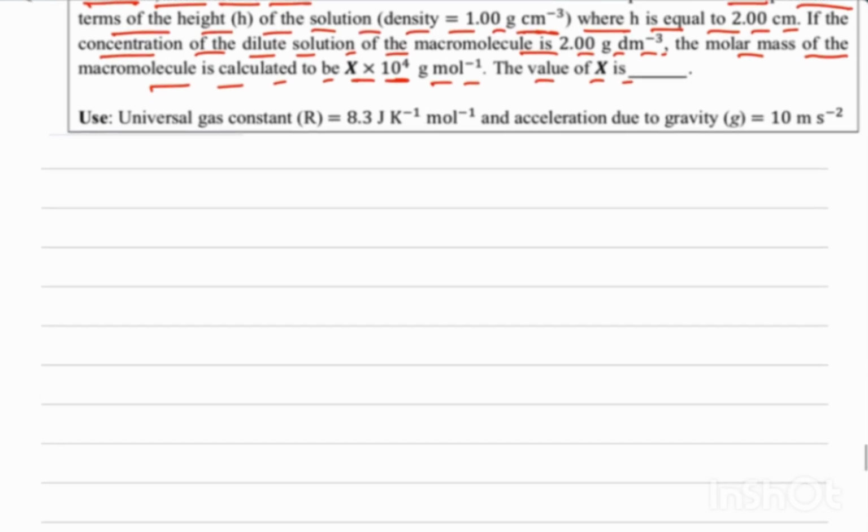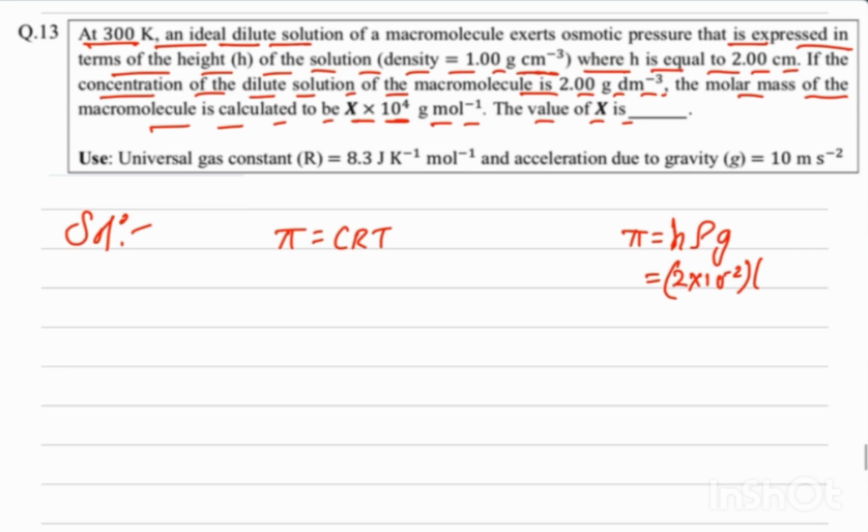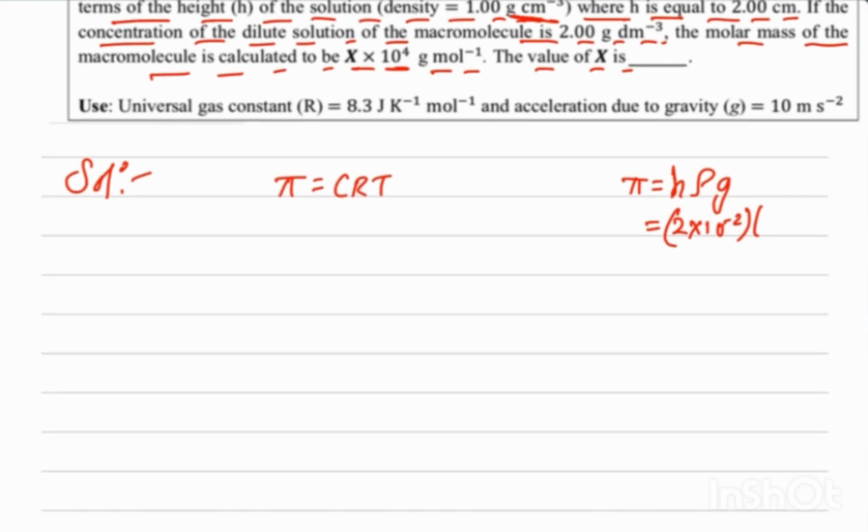So how to do this question? Let us start this solution. First, we know that pi equals CRT, and also pressure from this is h into rho into g. We know the height is given as 2 into 10 raised to the power minus 2 meter, and the density is given here for the solution as 1 gram per centimeter cube, which can be written as 1000 kg per meter cube, and g is 10 meter per second squared.